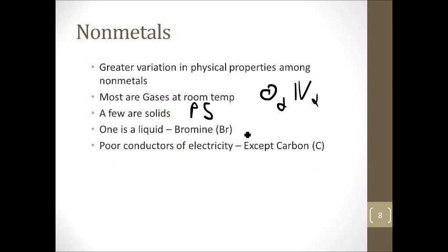They tend to be poor conductors of electricity. Carbon can conduct electricity. Other than that, they tend to be poor conductors of electricity. And they are brittle. What brittle means is that they will shatter if you hit them with a hammer. So where a metal is malleable and you can hammer it into a sheet, nonmetals are not malleable. They are brittle. They will break.